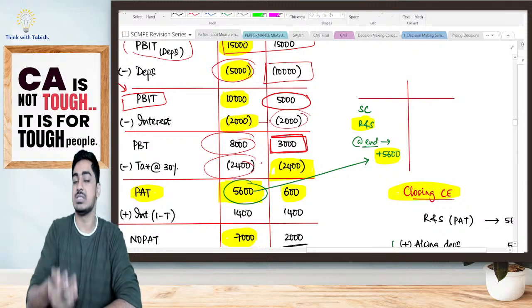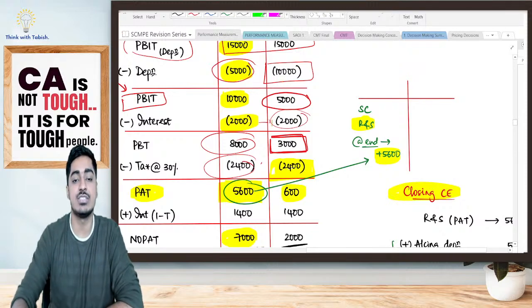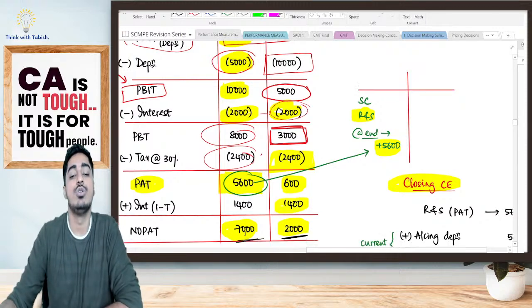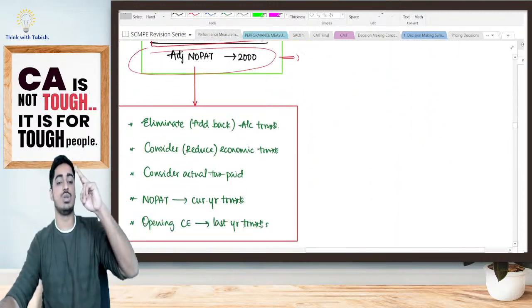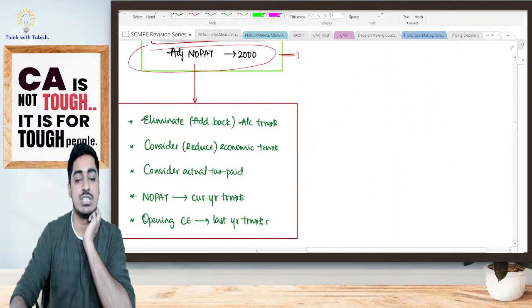It is 600 rupees. Yes, I will add interest times (1 minus tax), 2000 into 70 percent, 1400. That means what is my NOPAT? 2000 rupees. This way also I can get. Now, two lessons we have got, students. Now pay attention. Two lessons we have got.